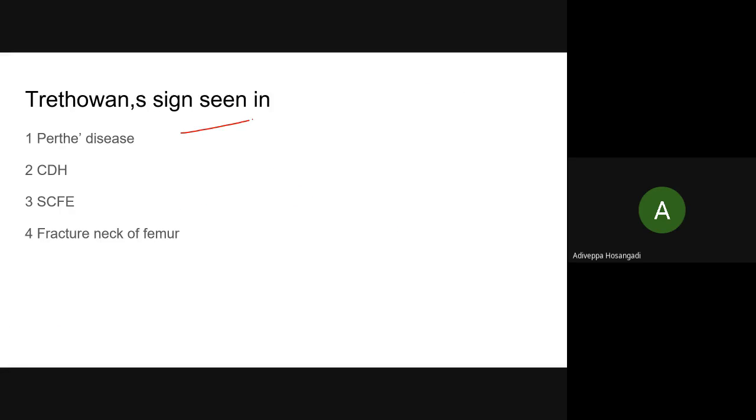Trethowan sign is seen in, you will not be knowing, I guess. But if you have read today, has anybody gone through pediatric orthopedics, because I put a message today? Has anybody attempted reading?